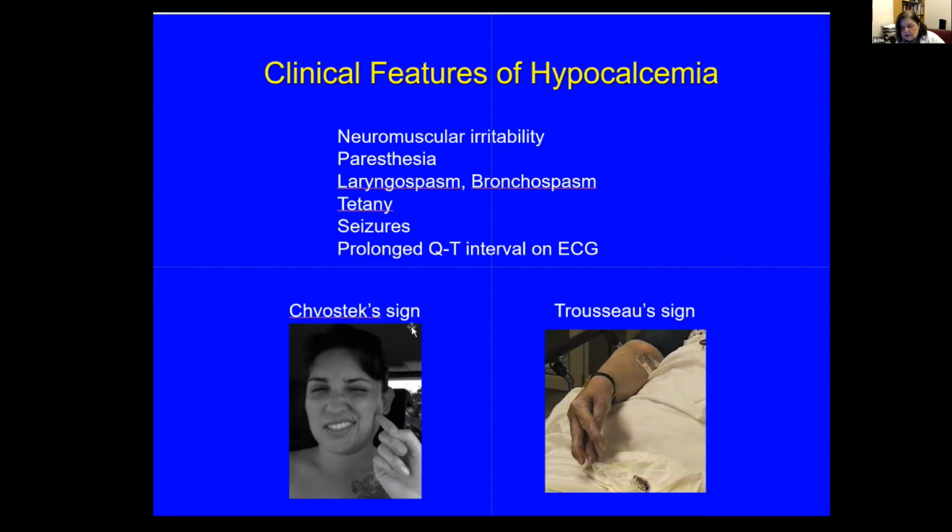Would you remember this? I do, yeah. Okay. Now, in mild cases, it comes with irritability or paresthesias. In severe cases, you can get seizures, tetany, laryngospasm, and cardiac problems.